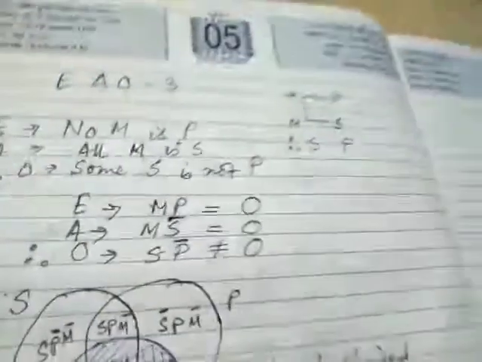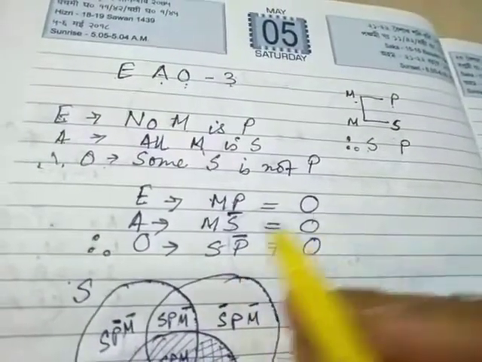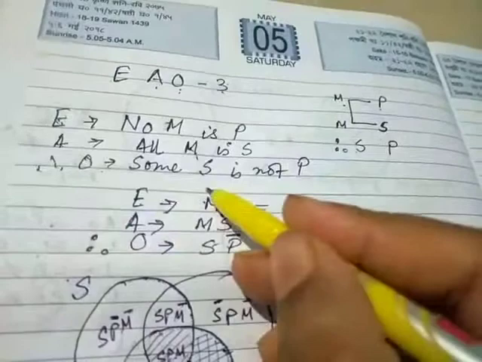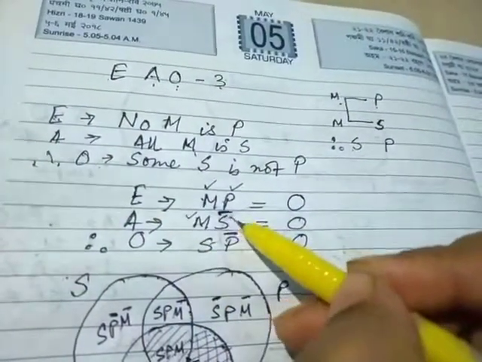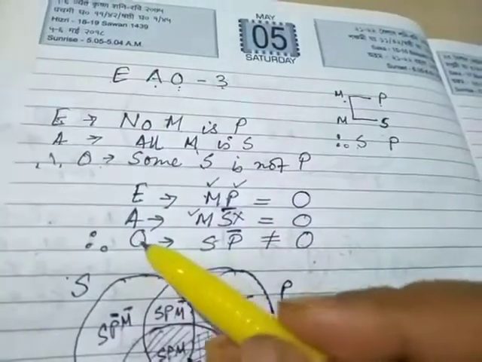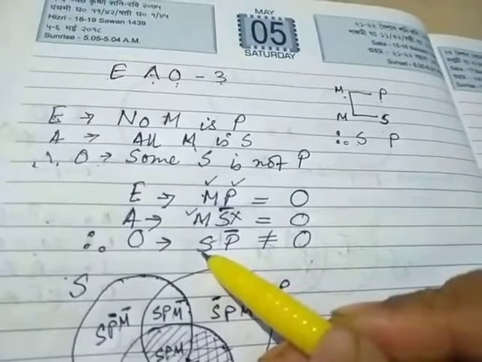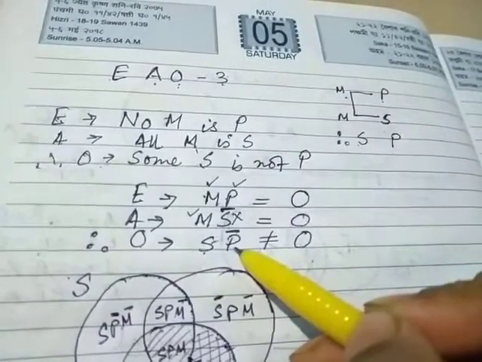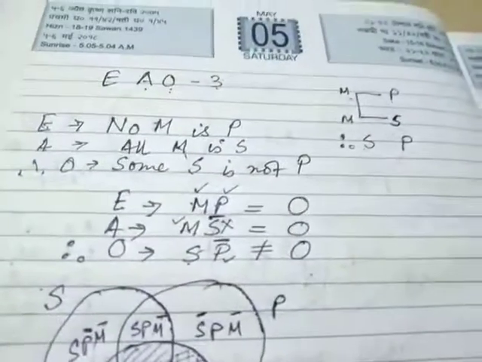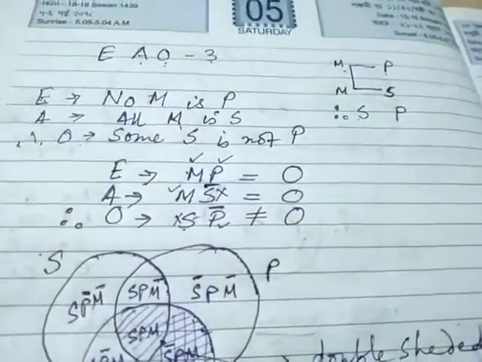And how this is invalid, you can test it through the syllogism. You can see this is E proposition, both the terms are distributed. This is A proposition, subject is distributed and predicate is not distributed. This is O proposition, subject is not distributed and predicate is distributed.